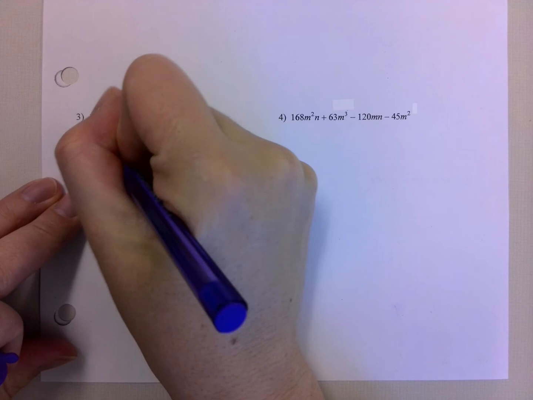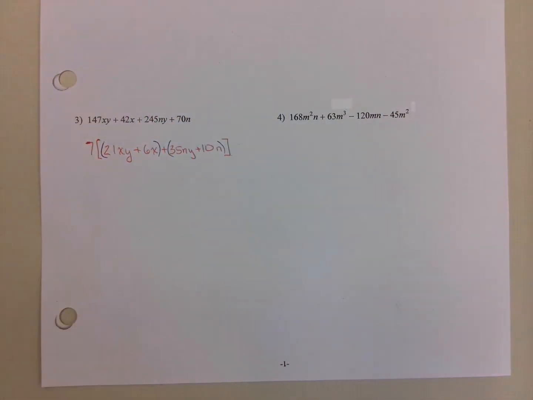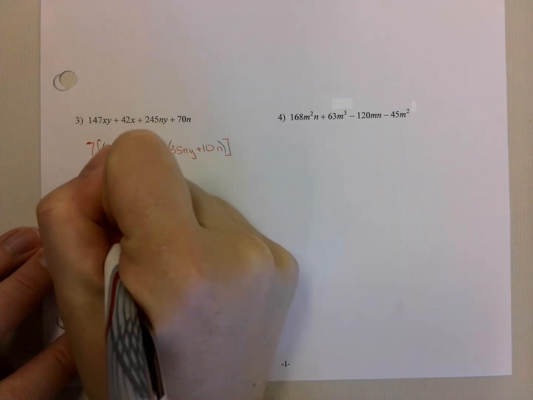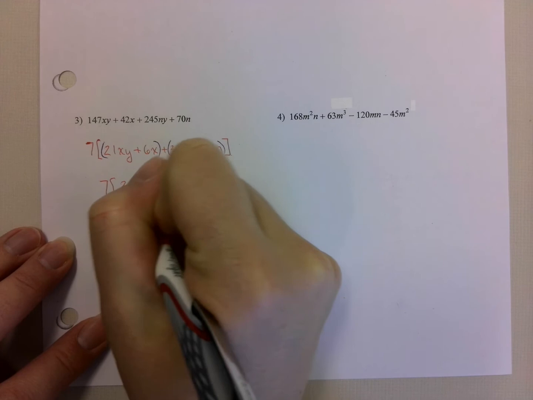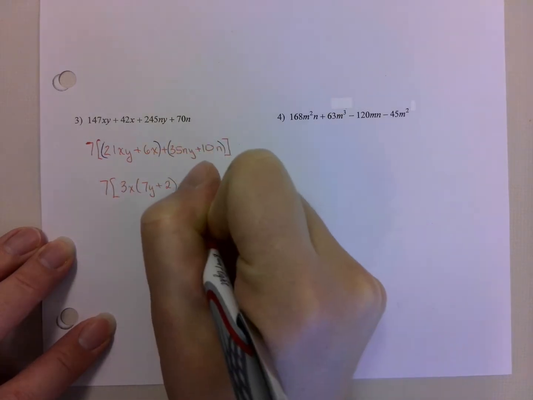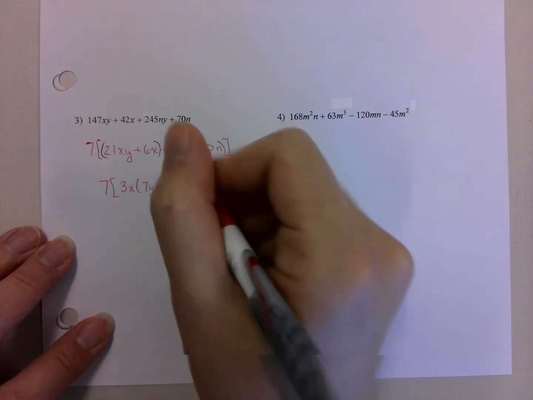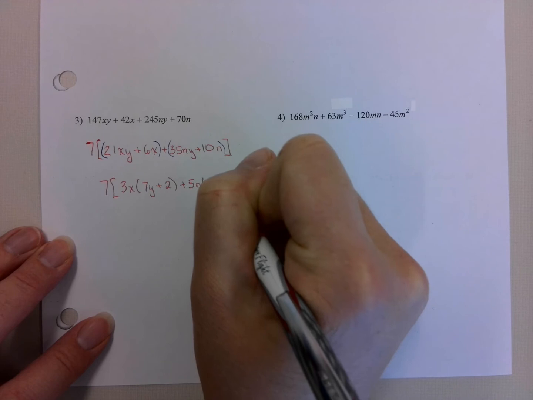So I'm going to jump in, group the first two, plus sign, group the second two. All right, I keep my 7 going. And these have a 3x in common, which leaves 7y plus 2. And then these have a 5n, which leaves me 7y plus 2.